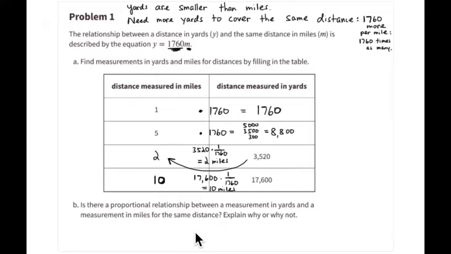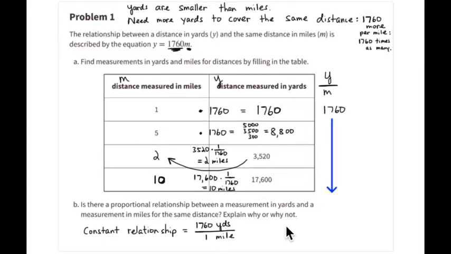This is a proportional relationship because every time you figure out how many yards there are per mile for each of these calculations, you always come up with 1,760 yards per 1 mile. So that's a constant relationship. It does not change. That's the constant of proportionality. It is the key to this relationship being a proportional relationship.